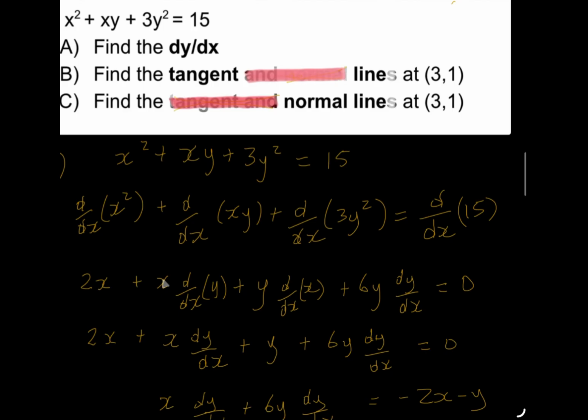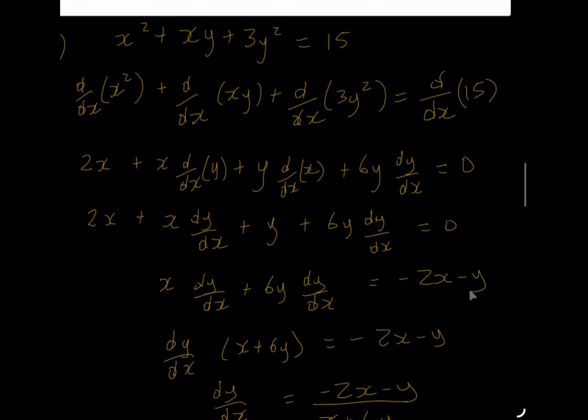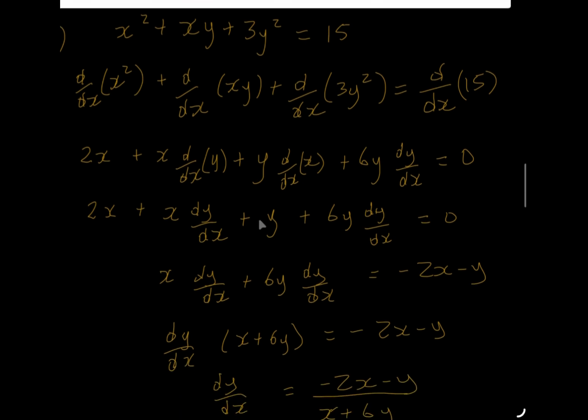In the middle, x times d/dx of y plus y times the d/dx of x, plus at the end here, the derivative of 3y squared is 6y dy/dx. And the derivative of 15 is equal to 0. Then we have 2x plus x dy/dx plus y times 1, which is y, plus 6y dy/dx is equal to 0.